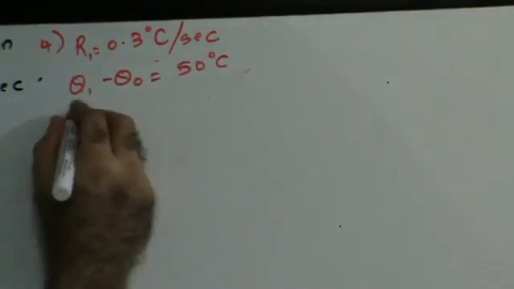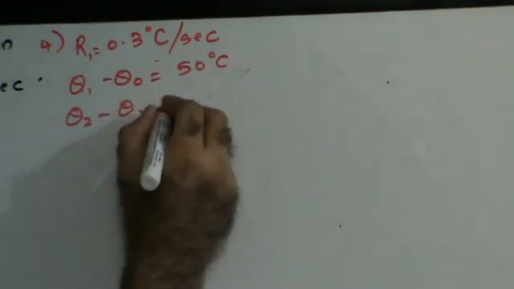What is the rate of cooling when it is 40 degrees Celsius above the surrounding? What is the rate of cooling when it is at 40 degrees Celsius above the surrounding?